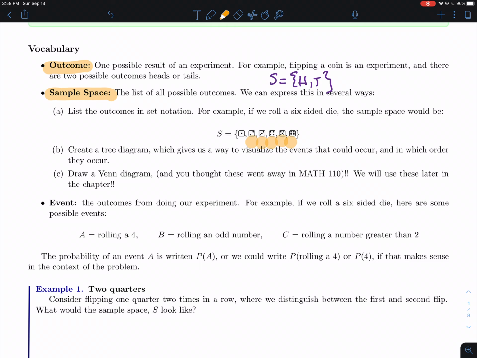Some other things we can do is create a tree diagram, which gives us a nice way to visualize the events that could occur, but it also tells us what order they would occur in, which is kind of nice. And for those of you that I had in Math 110, you could draw a Venn diagram, which came from set theory, which I know you love so much. We will do a little bit of that later also.